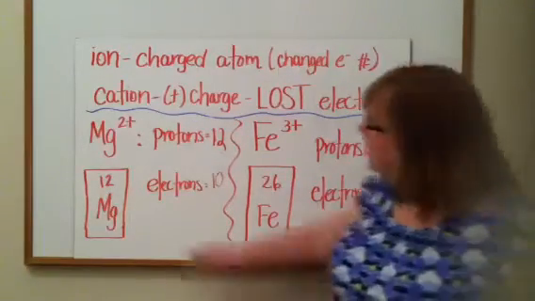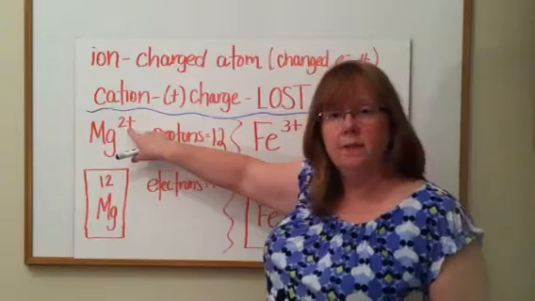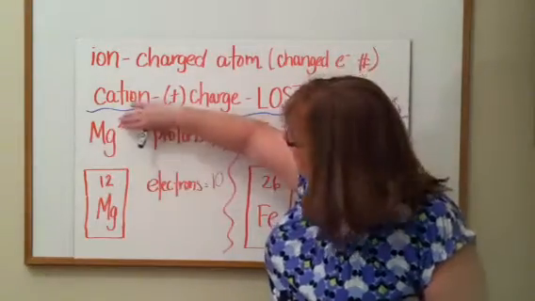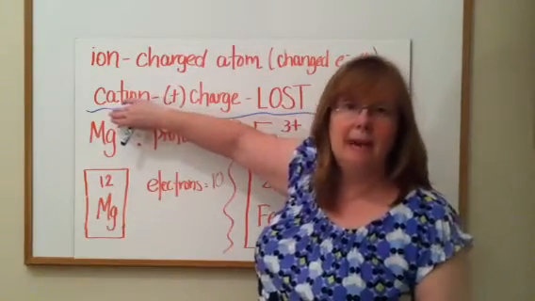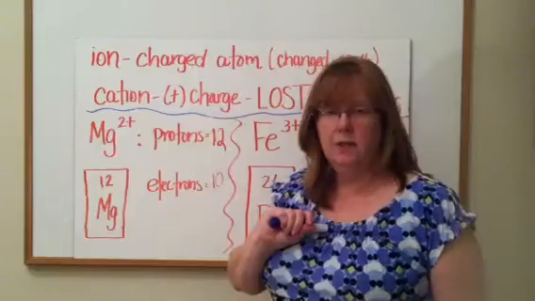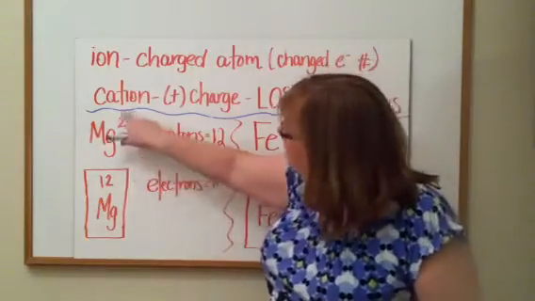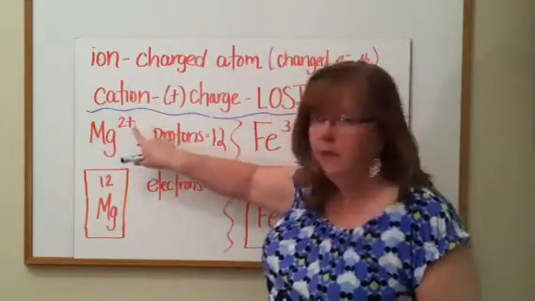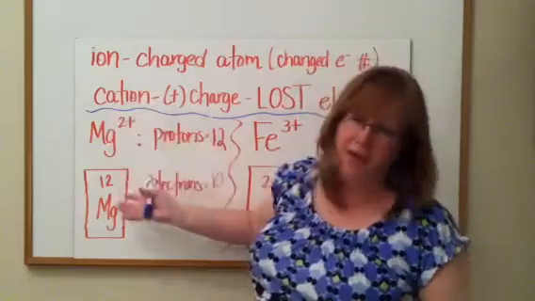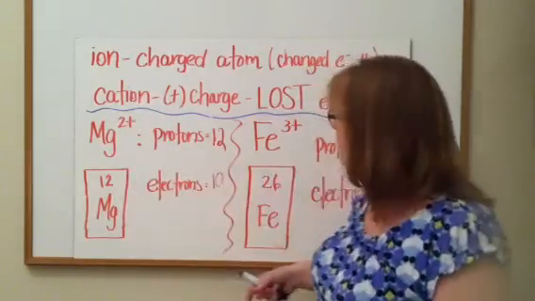Let's have a look. Here's magnesium with a positive 2 charge. Before, there was nothing there, so it was just a magnesium atom. But now it has a positive 2 charge. It's a superscript after the symbol. 2 positive, or you could have written positive 2. It doesn't matter the order.